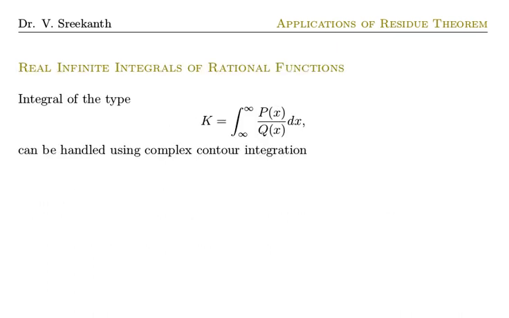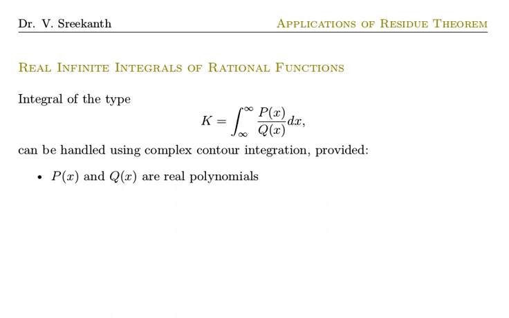Okay, now we will go to the final set, which is that we are going to deal with the real infinite integrals of rational functions of the type integral from minus infinity to infinity of p of x by q of x dx. This type of integrals can be handled using complex contour integration, provided p(x) and q(x) are real polynomials.